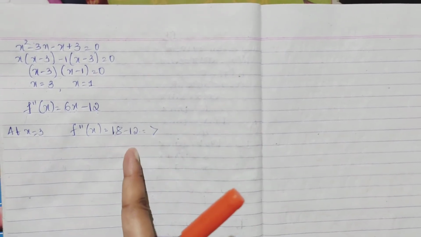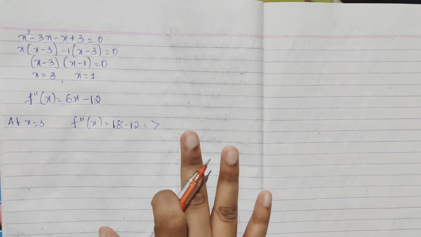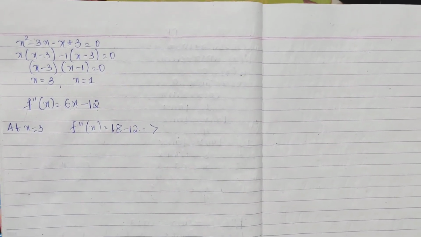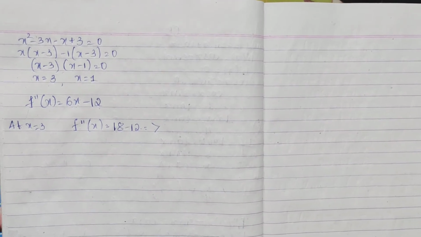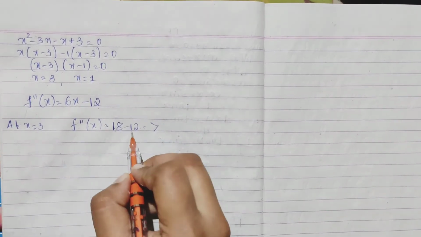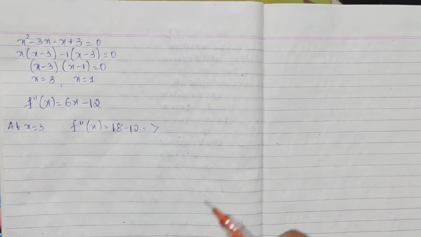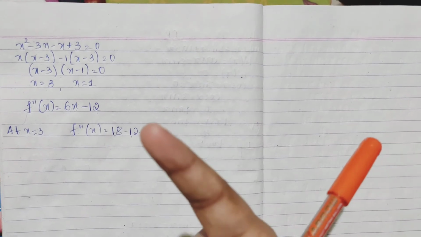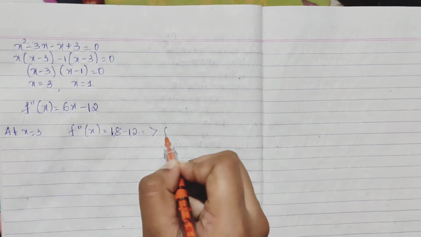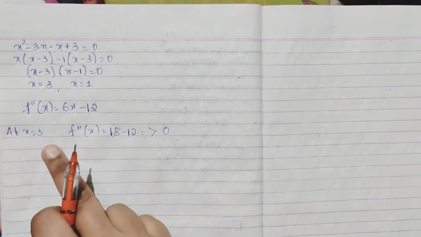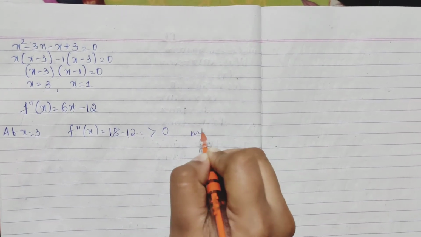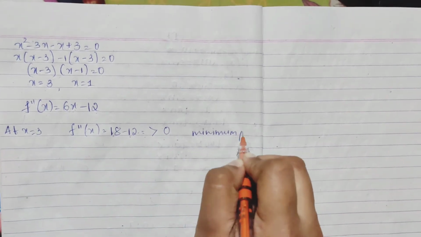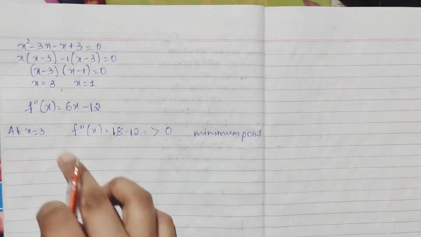See, in this we are concerned with the nature, not with the value but with the sign, right? We want the sign, whether it is positive or negative. Depending on that, we decide. The value we put in our main function, that is f of x. So here you will get positive. If you are getting positive, it means it is your minimum point, right? This point is your minimum point because the function is minimum.